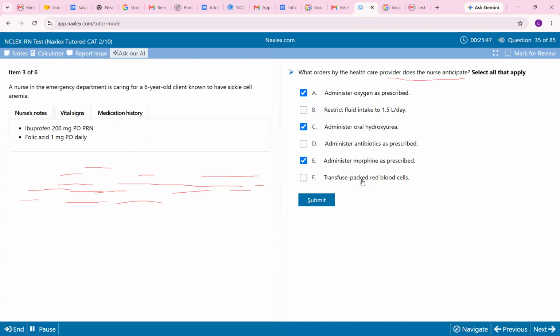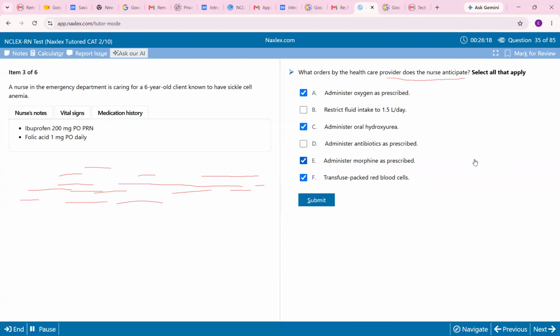The next one, transfuse PRBCs. Yes, ma'am, we can do. Okay. So, Beena Chechi, are you agreeing with Anbu or do you have any other option? No, I'm agreeing with this one. No, we need to restrict the fluid. We have to administer the fluid. No, that was by mistake only. I have not selected it. So these are the options, and we can check it.